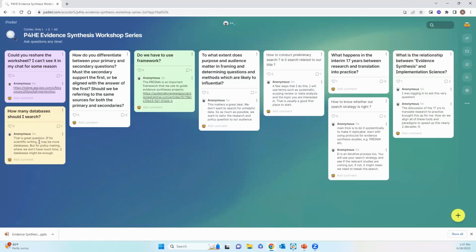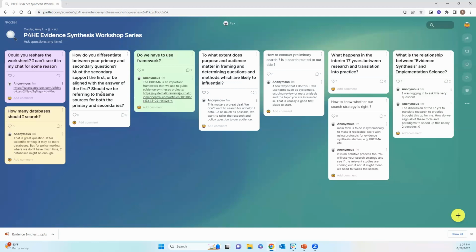Someone asked, how many databases should I search? And I mentioned this, two or more databases, but for policymaking, when you don't have much time, 2 databases might be enough. I say, as long as they're looking at different types of literature, so I would say, maybe depending on your topic, 2 databases at least.